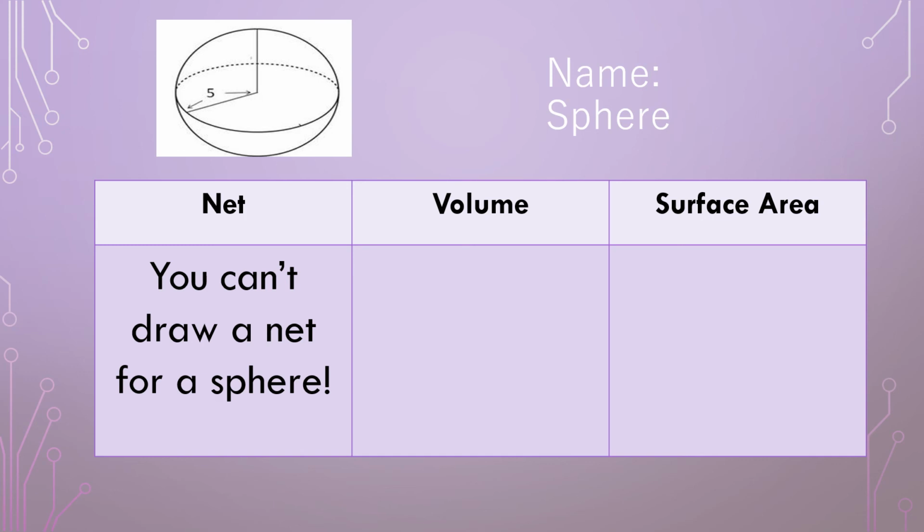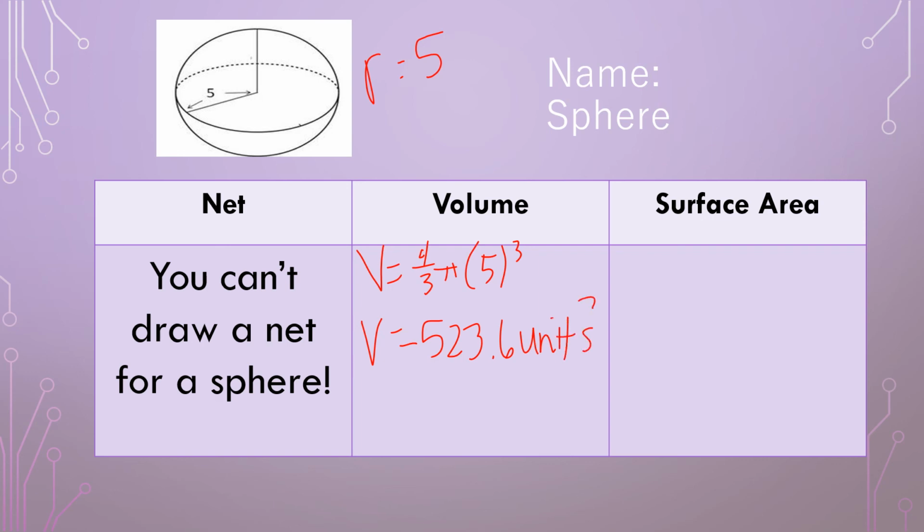So for volume, our radius here is 5. So the volume is 4/3 pi times 5 cubed, which would be 523.6. And because this is just normal units, we don't have any specific units, you just say units cubed, or you can say 523.6 cubic units.